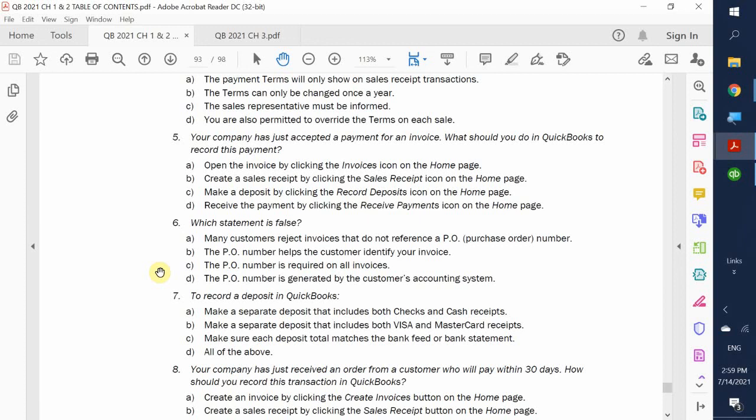Now, purchase orders. This is kind of weird because purchase orders are actually meant for vendors. That's the difference between a purchase order and a sales order. But in this context, it's looking at the customer's point of view, because they're sending in a purchase order. Now, in this case, are all customers obligated to have a purchase order? No. So that is why this is not true.